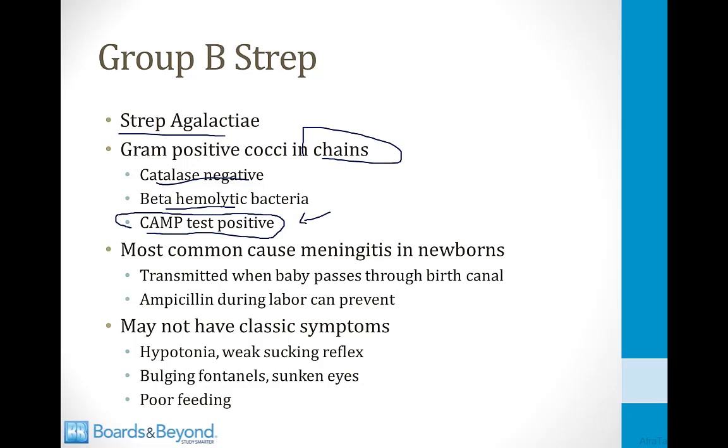It's the most common cause of meningitis in newborns, and it's transmitted when the baby passes through the birth canal, and some mothers are given ampicillin during labor to prevent this from happening.